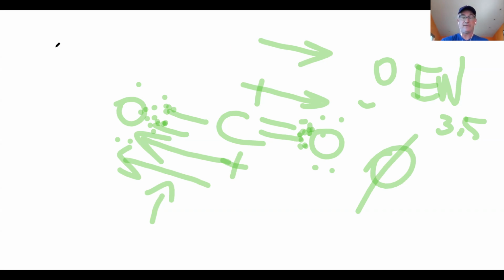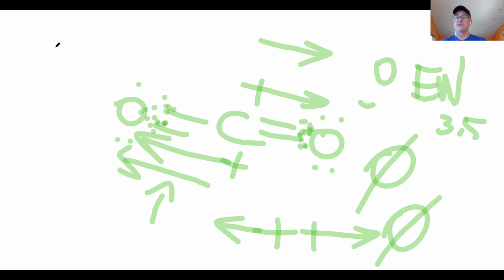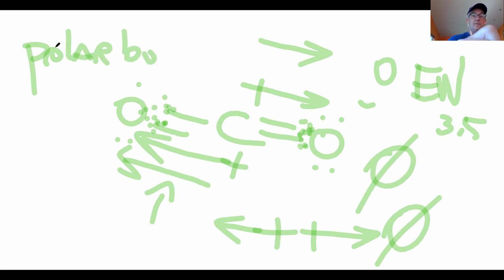So if I have a dipole in this direction and a dipole in that direction, and they're both identical, and they're pointing exactly 180 degrees apart from each other, when I add them together, I basically get a plus and a minus, and I get nothing. So this molecule has two polar bonds, but the molecule itself is nonpolar.